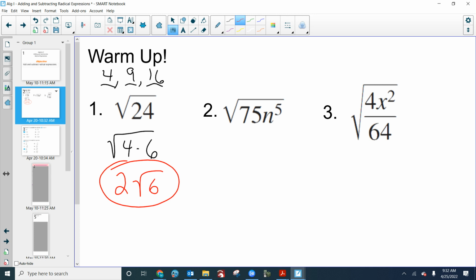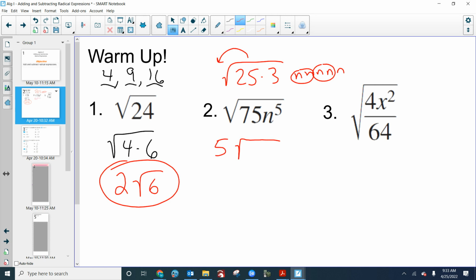Guys, what perfect square goes into 75? Think of money. Quarters. Oh, thank you. 25 times what? 3. Why did I break it down 25 times 3? Because 25 is a perfect square. Does that make sense? How many ends do I have? 5. How many pairs? 2, with 1 left, right? So when you take 2 pairs out, how many are you taking out? 2. So what can I take out number-wise? What's the square root of 25?